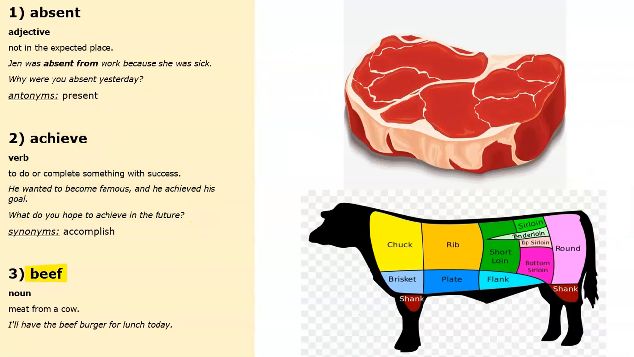Our next word is beef. Beef is a noun and beef is meat from a cow. For example, I'll have the beef burger for lunch today. So beef is any of the meat that comes from a cow, and depending on where it is on the cow, it has a different name. For example, beef that comes from this front part of the cow is called chuck beef. There's also rib beef, and there's sirloin beef, and other different kinds of beef. They all have a special name. Do you like eating beef?